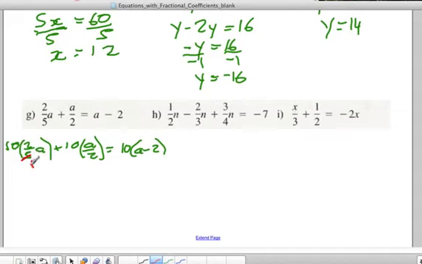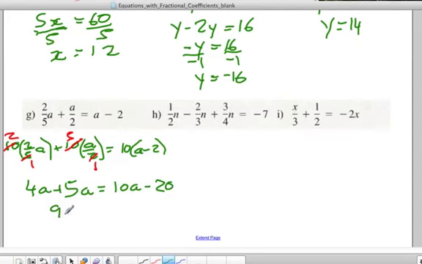So 5 goes into itself once and into 10 2 times, and 2 goes into itself once and into 10 5 times. So on the left-hand side of the equation, we now have 2 times 2a, which is 4a, plus 5 times a is 5a, is equal to, and on this side of the equation we have 10a subtract 20. So this simplifies to be 9a, and I'm going to subtract 10a from both sides now.